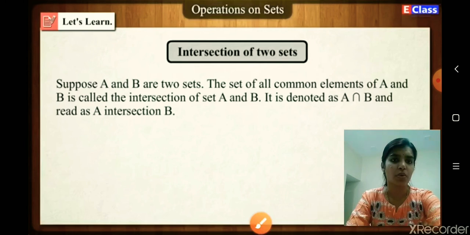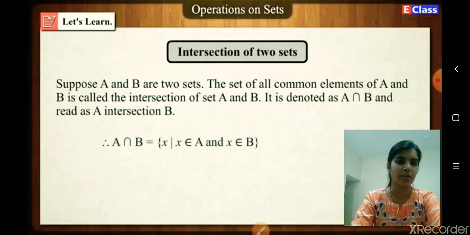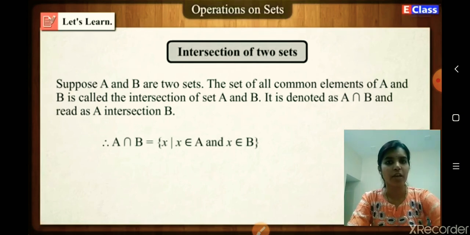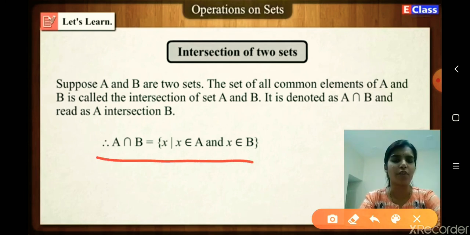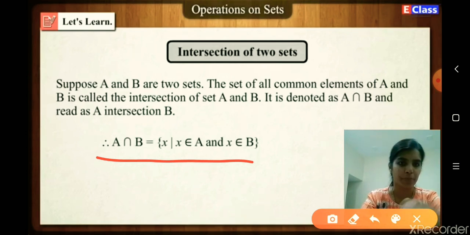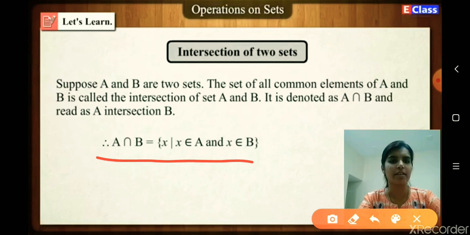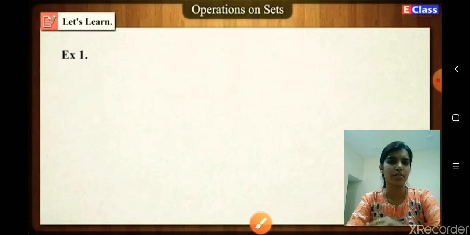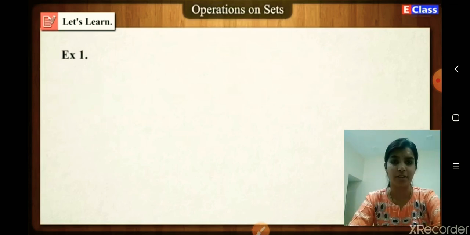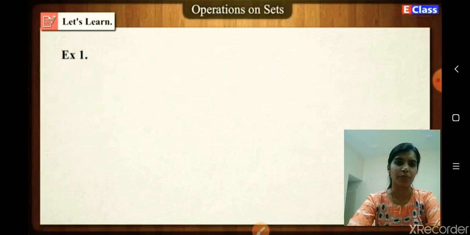Intersection of two sets is a very simple concept and you can learn it by the Venn diagram also. Therefore we can write A intersection B is equal to the set of all x such that x belongs to A and x belongs to B. That means x is an element of A as well as an element of B. This is a very easy concept, and you can use different types of Venn diagrams to understand it. We will take one example.